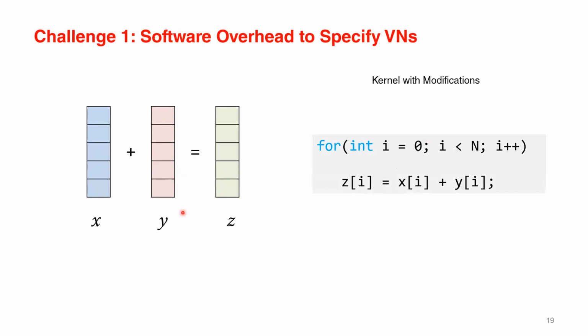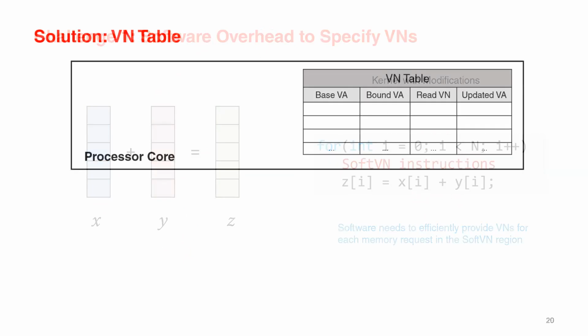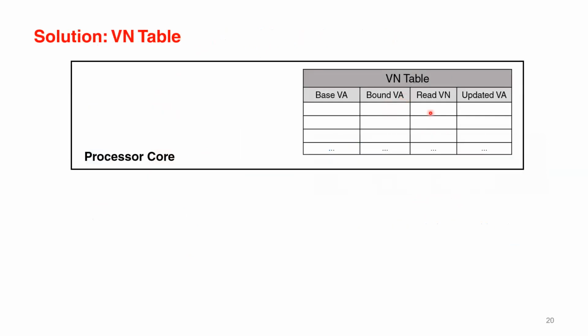The first challenge we faced was how to have the software provide the VNs for the memory access efficiently. Naively doing that would incur a high instruction overhead because we would do that for each memory access, and this would lead to instructions placed inside the loop. We need to do this more efficiently. So for this, we propose a hardware VN table, which stores VNs for different address ranges, that is for different buffers.